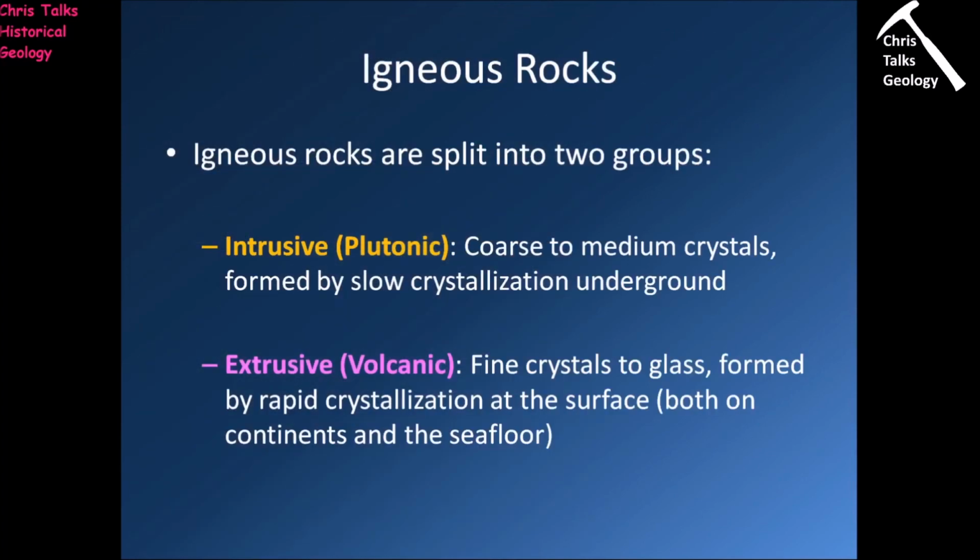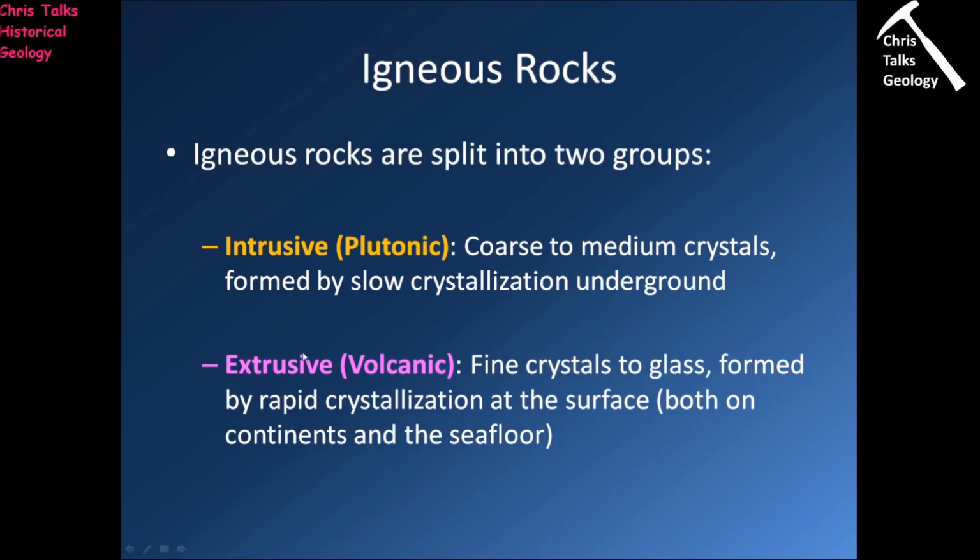So igneous rocks are split into two groups. The first group are the intrusive igneous rocks, also referred to as the plutonic igneous rocks. Now these igneous rocks have coarse to medium crystals, so you can see them with your naked eye. And they are formed when magma cools slowly in the Earth's crust. Because that magma is cooling slowly, it gives the crystals plenty of time to grow, hence the fact they are coarse to medium in size.